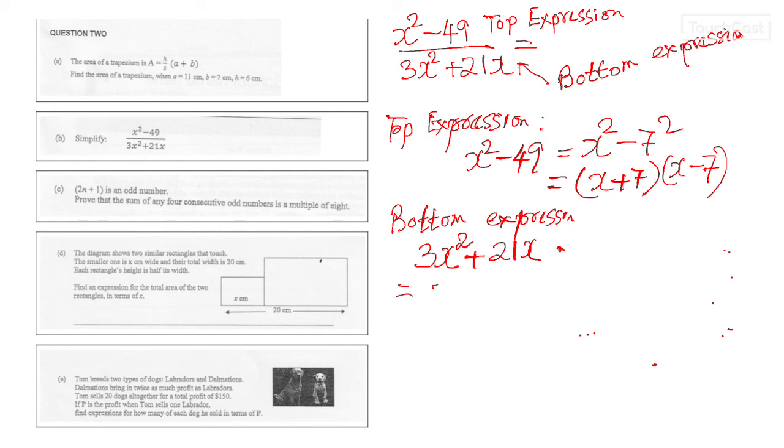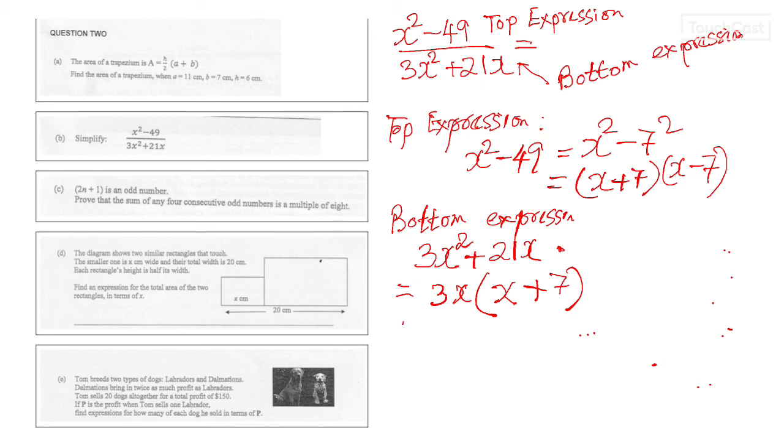So 3x is the highest common factor. I'm left with x, which goes inside the bracket, plus 3x times what gives you 21x? It will be 7. That's the outcome of factorizing the bottom expression.